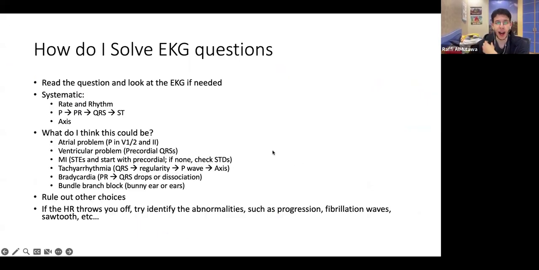Okay, how do I, like Raffi, solve EKG questions? There's a systematic way that you should look at, and then there's my way for just exams. So how should you look at it systematically? You look at the rate, rhythm, you look at the PR segment, QRS, ST, and then you determine the axis. So you want to look for where is the abnormality. How do I look at it? I take a general glance at the question and I try to see, is there something that looks off?